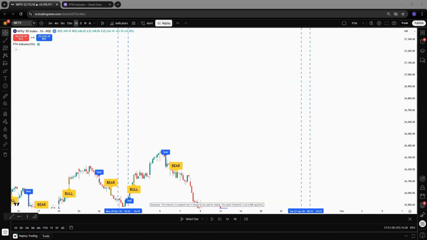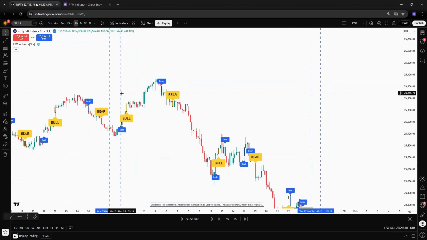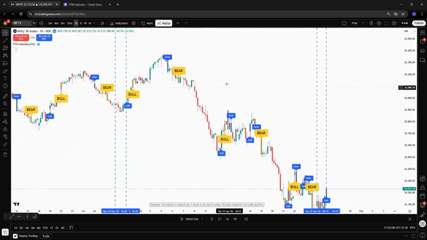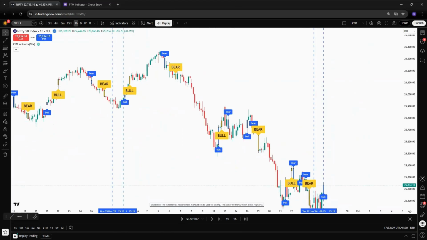Now the next part is my exit. Where do I exit? I'll teach you when we go into the demo. The exit part is a little bit of a complication, which many of you may not understand because this is a new method for you. I'll show you directly in the charts how to take the exit. So we'll go directly to the charts and see the strategy.